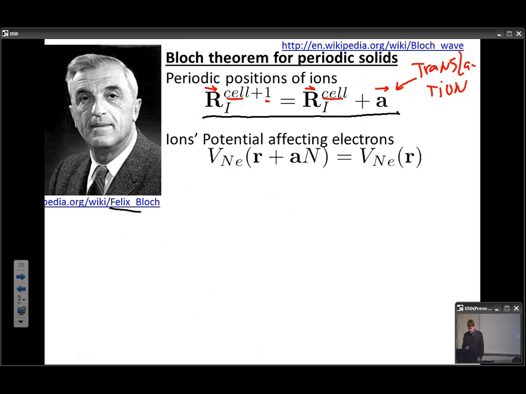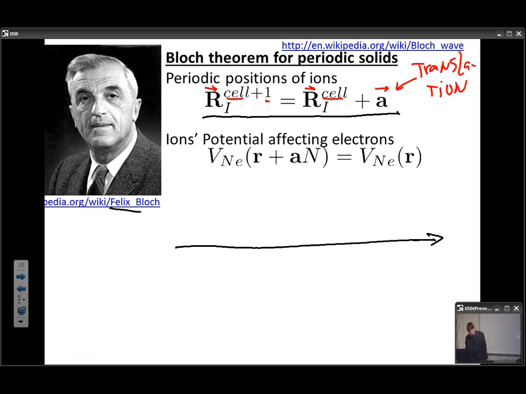I'm going one slide forward. So in case the ions are arranged in such a periodic way, then the force or potential that is experienced by electrons is also arranged in such a periodic way.